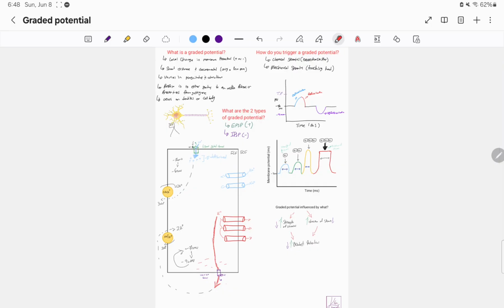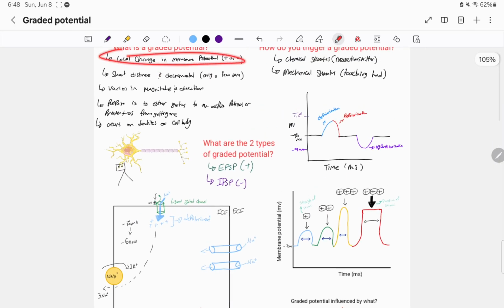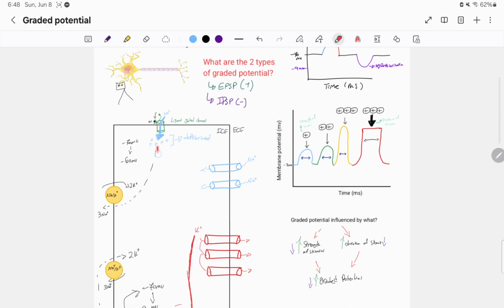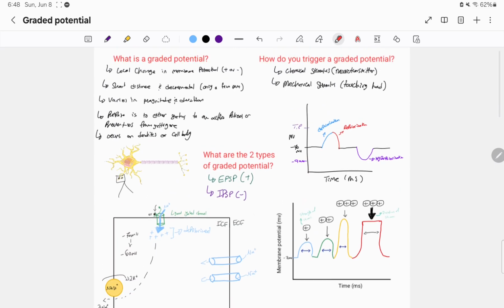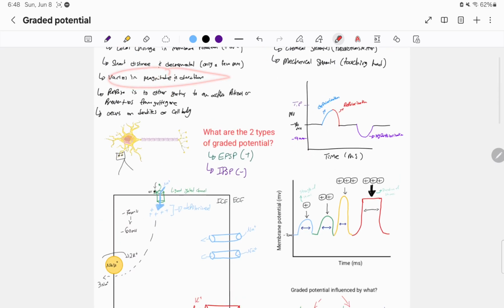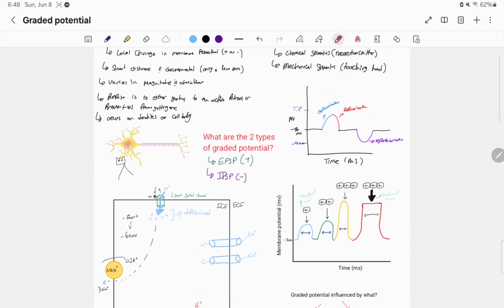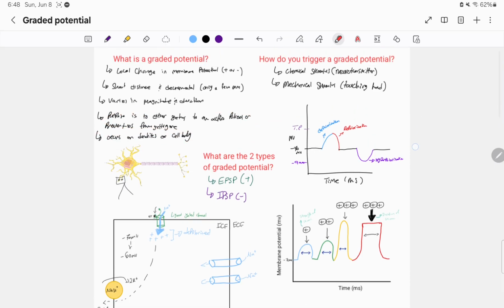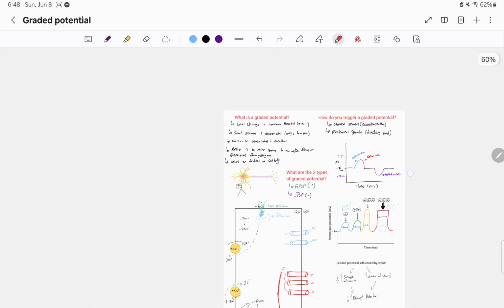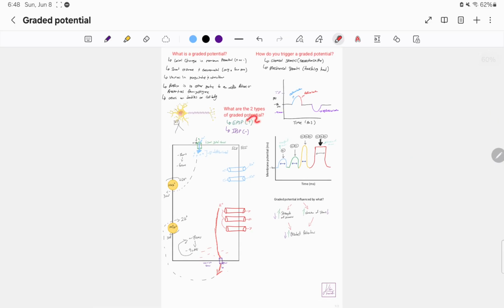Now we've talked about all these. There's a local change in membrane potential, short distance, decremental, because look, short distance. All these positive charges will travel a little bit and then be decremental because they'll get removed. We talked about how it varies in magnitude and duration because it depends on the strength and duration of the stimulus. We said it occurs on the dendrite and cell body, and that its purpose is to either get us to an action potential or prevent one. We talked about all that. But now let's get a little bit more specific, and take a look at how EPSPs and IPSPs are actually happening.